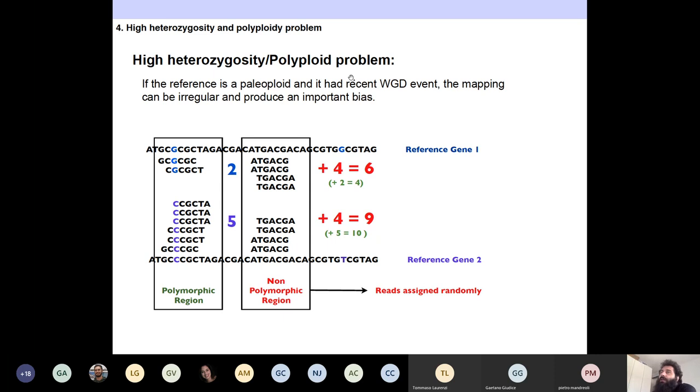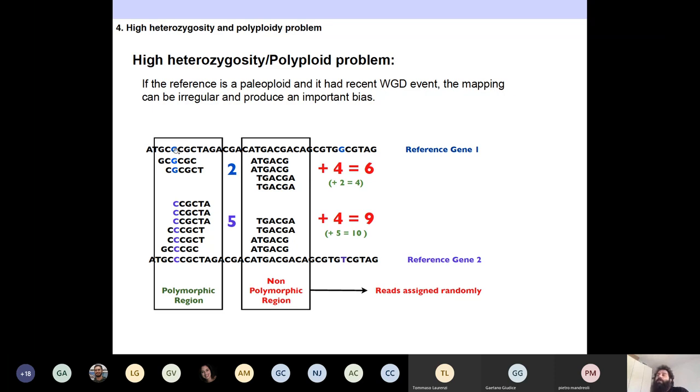So imagine that we have a polymorphic region like this one, and then you have a non-polymorphic region, no? You have gene 1 and gene 2. These are two copies of the same gene. Imagine that you have two genes in tandem, okay? Gene 1 and then gene 2. They are the same, but they are different because there are two copies of the same gene in different places of the genome, two different loci.